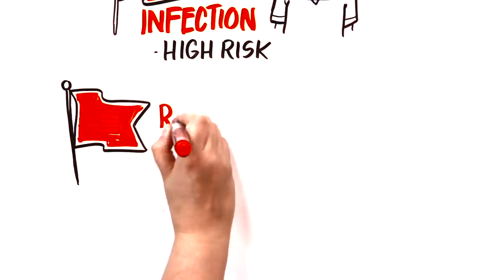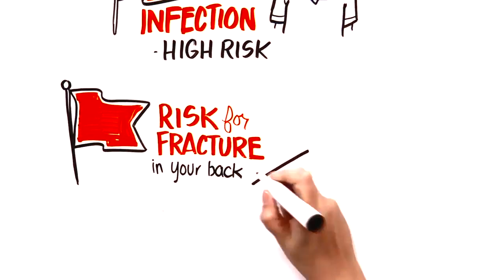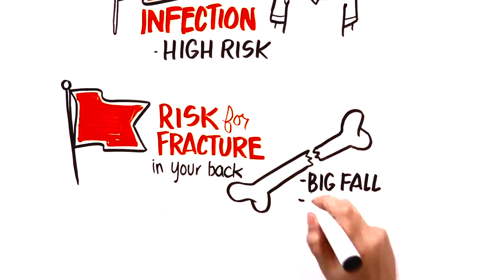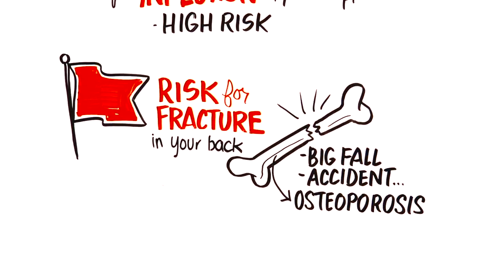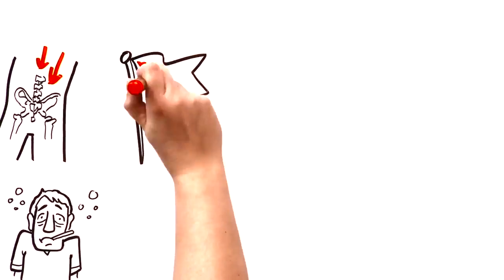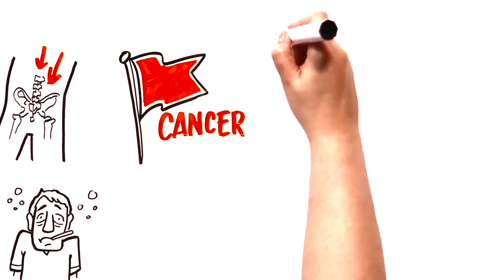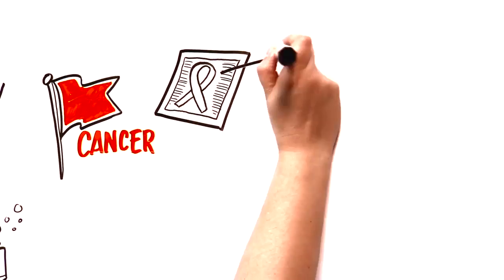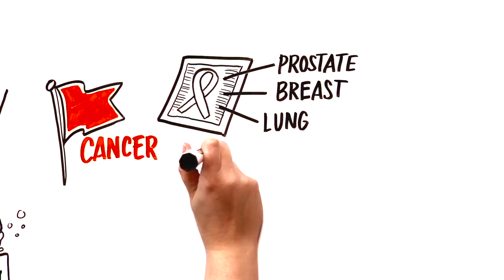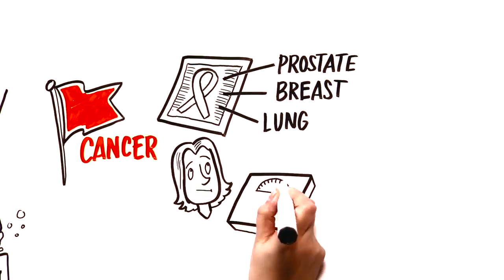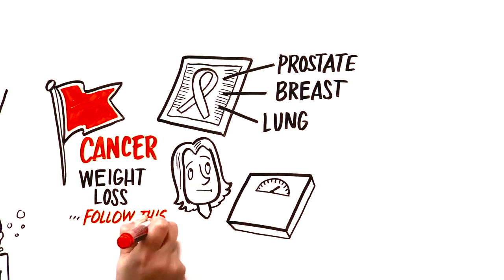The third red flag would be the risk of a fracture. If your pain started after you had a big fall or were in a car accident, or even if you have brittle bones because of something like osteoporosis, this could increase the odds that your back pain is actually the result of a fracture. Fourth red flag is cancer, which is predominantly in the prostate, breast, or lung areas, which could cause back pain as well as weight loss, which is another sign. If you have these sorts of symptoms, you should definitely consult a doctor.